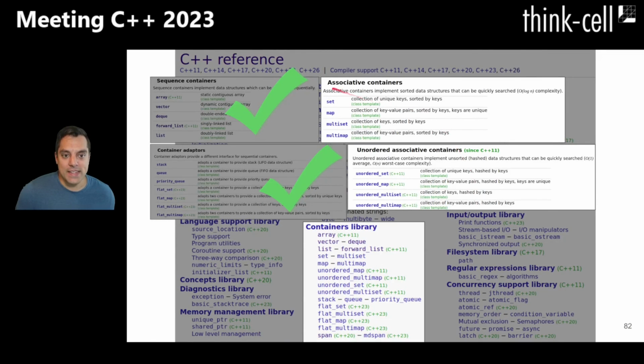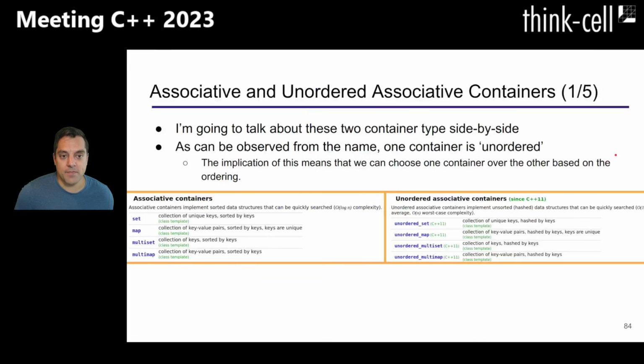All right, so let's get to associative containers and unordered associative containers so we can understand what's going on with that flat map and just some other ways to look at our containers here. I'm going to talk about these two containers side by side, specifically focusing on set, map, unordered set, unordered map. And the other two we'll kind of understand, I can summarize in a sentence effectively.